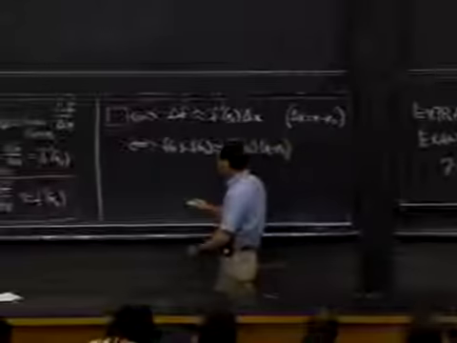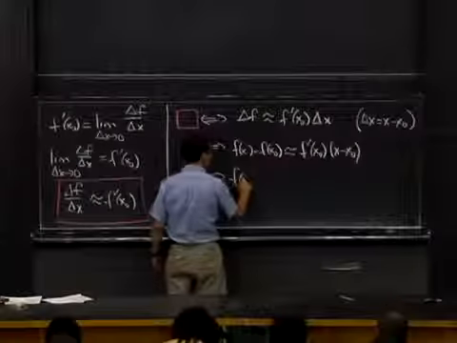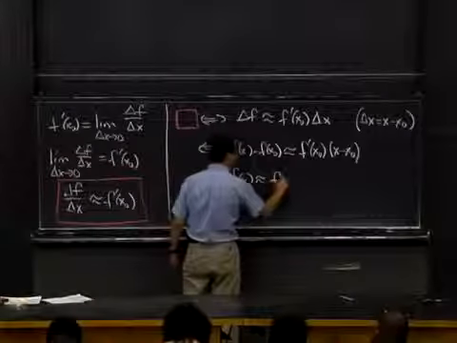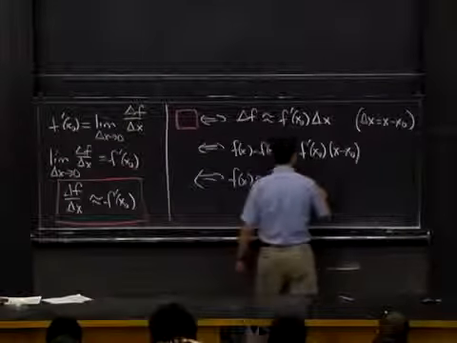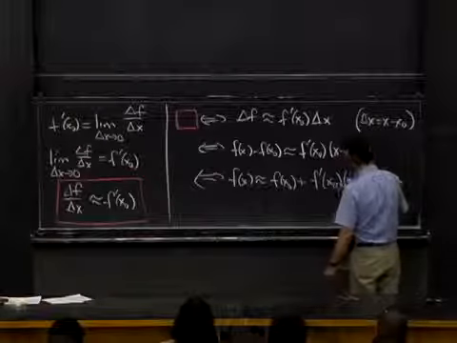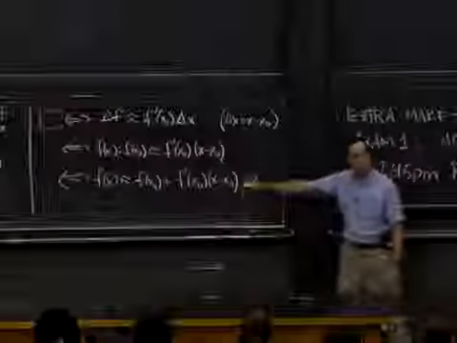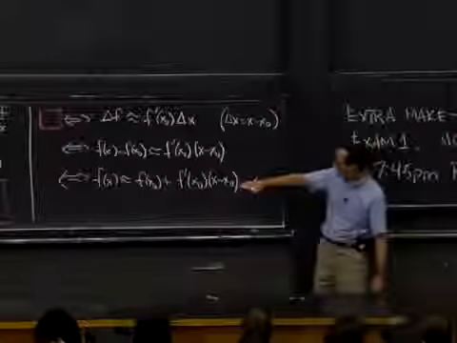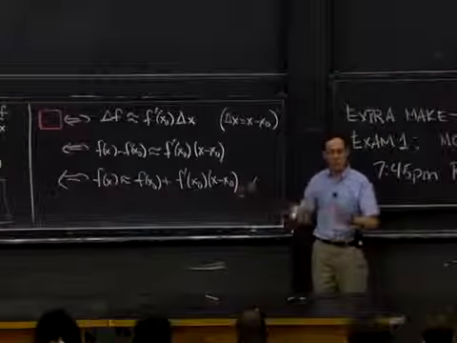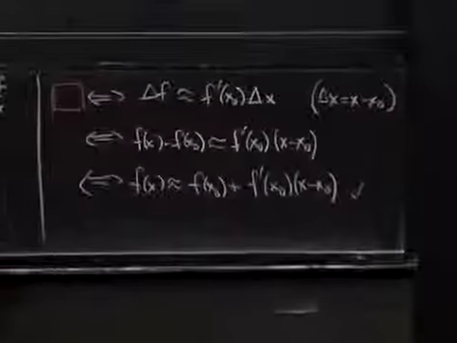And now the last step is just to put the constant on the other side. So f of x is approximately f of x 0 plus f prime of x 0, x minus x 0. So this is exactly what I had to begin with. All right? So these two are just algebraically the same statement. There's one other way of looking at it.